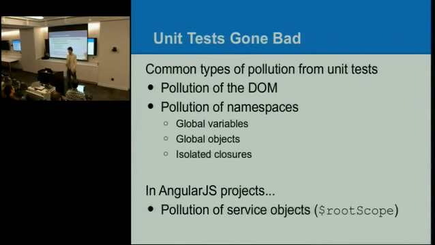Now, common types of pollution from unit tests include pollution of the DOM, as we saw with getLMHTML, pollution of namespaces and global variables, global isolated closure, and so on and so forth, as we saw with the counter service. And AngularJS projects in particular are especially vulnerable to pollution of service objects, such as the root scope. Anytime you're compiling a directive against the root scope, you risk altering the state of the root scope in ways that might subsequently affect other unit tests.